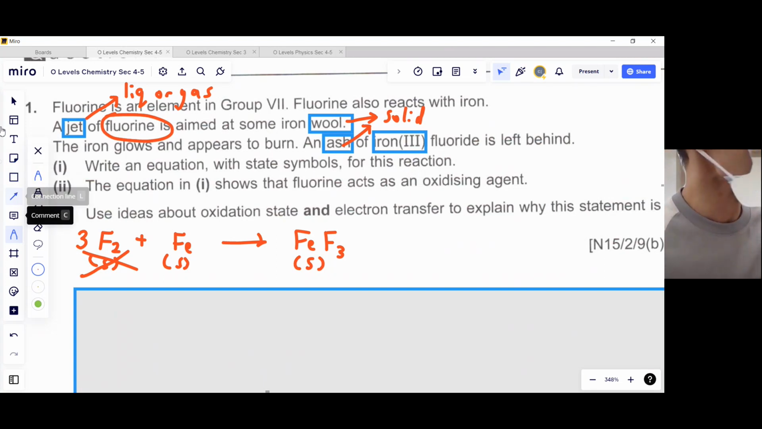And how about the state? Is it liquid or gas? Gas?